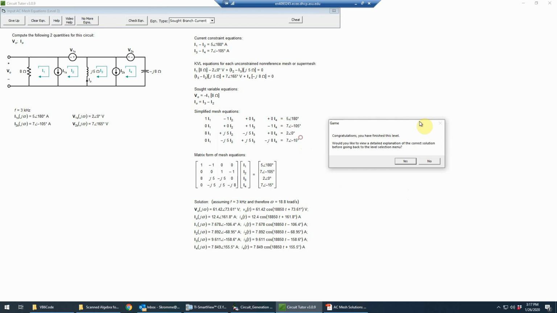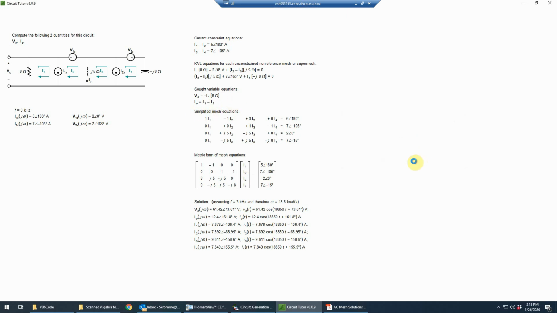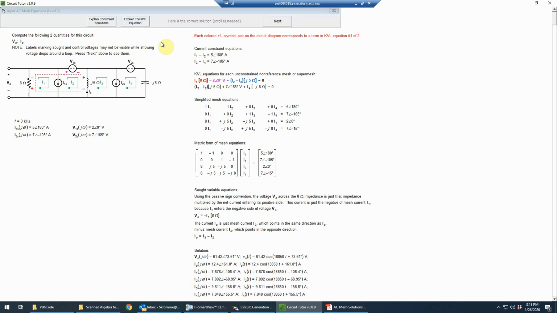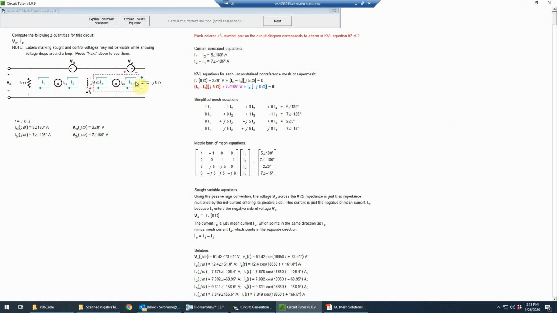Again, you do have available a detailed explanation of, for example, the KVL equations that were given to us and the slot variable equations, in case you weren't sure about that or had to guess. So there, again, you can get very detailed explanation of the KVL equations if you wanted to click this button, or if you need more explanation about constraint equations, you can click this. It's showing you the super meshes that were actually used, and then there's another one here that was used to find the other equation. So there are actually two super meshes in this problem. So that does complete this problem.